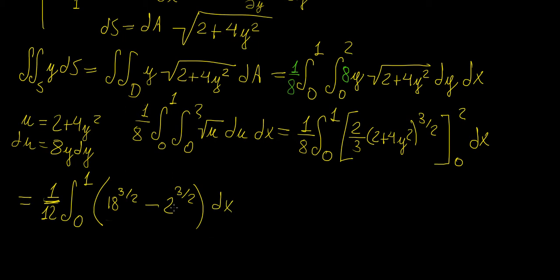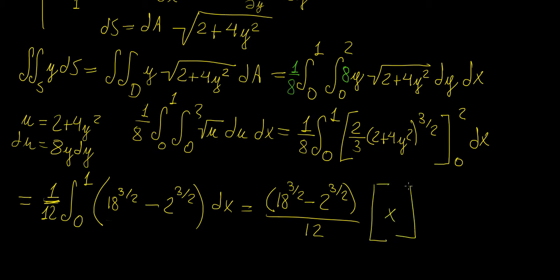Okay, so now we can probably take this out as well. I'm just going to solve for this a little bit later on. I don't want to try to think about this. So we're going to put it outside, and then we're going to integrate, well, this is just going to be a constant, so that becomes x, integrated from 0 to 1, and then we're just going to get 18 to the 3 on 2, minus 2 to the 3 on 2, over 12.